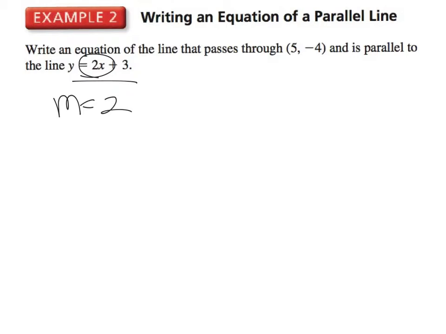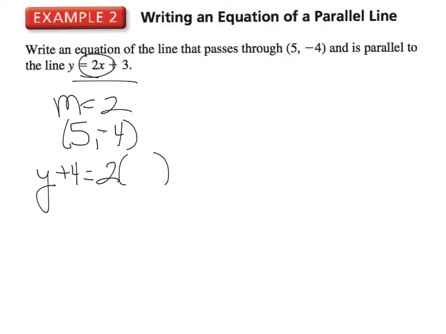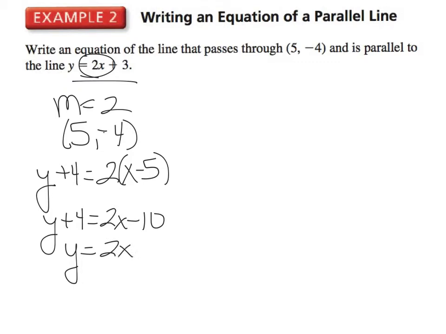So I have a slope and I have a point, so I could use point-slope form. If I did that, it'd be y + 4 = m, which is 2, multiplied by (x minus our x coordinate). I want to simplify this, so y + 4 = 2x - 10. I subtract 4 using the subtraction property of equality, and I get y = 2x - 14. That line is parallel to the line up here.